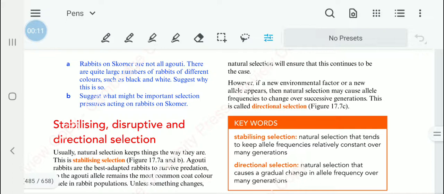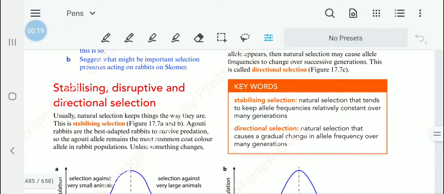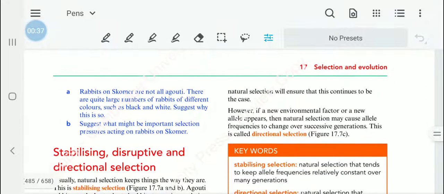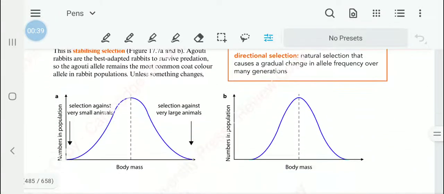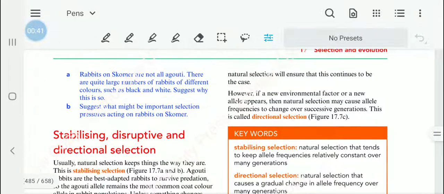When natural selection keeps things the way they are, that is called stabilizing selection. For example, if you take the agouti rabbits, the brown rabbits, they are the best adapted rabbits to survive predation. As a result, the agouti allele will remain the most common coat color until something happens.